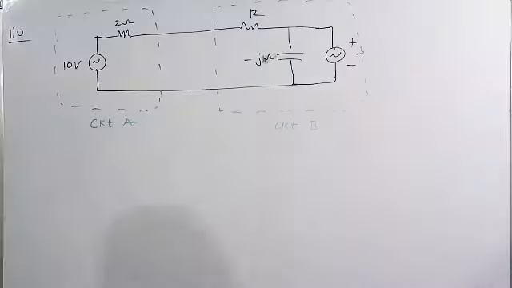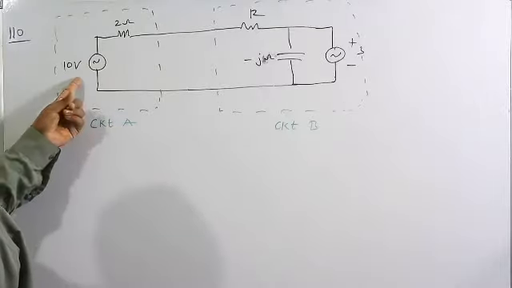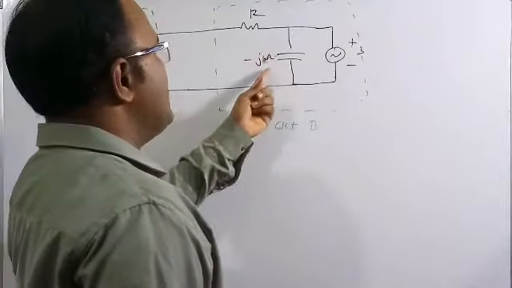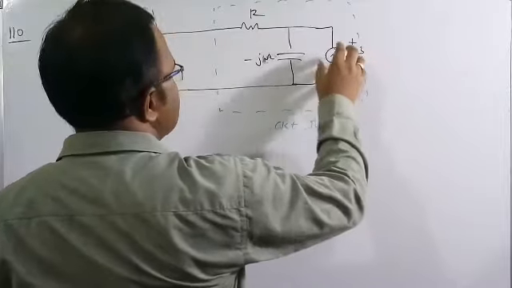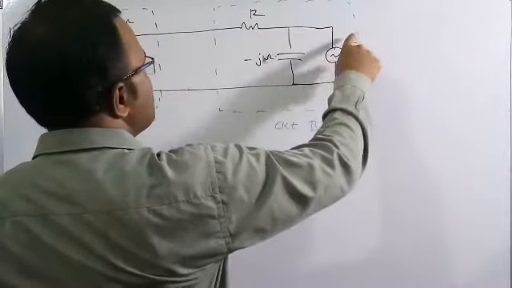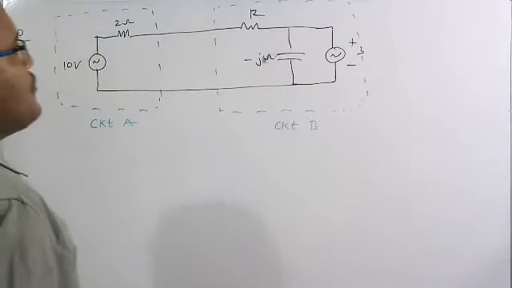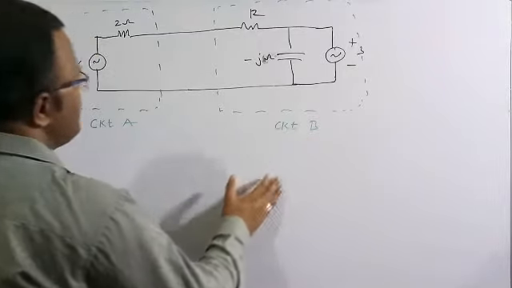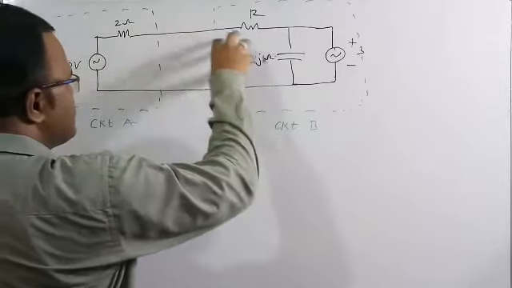So listen very carefully. This is the circuit I have drawn in this figure. Here, this is circuit A, which has a 10 volt source and a resistance of 2 ohm. This is circuit B, which has a constant resistor R and a capacitor of minus J ohm, and there is a source. This source is an AC source, so the voltage across the source is 3 volt, an RMS value. Across these terminals the power is transferring from circuit A to circuit B.